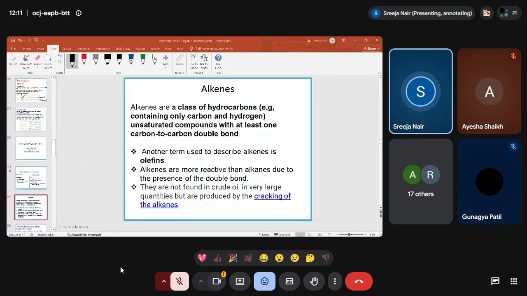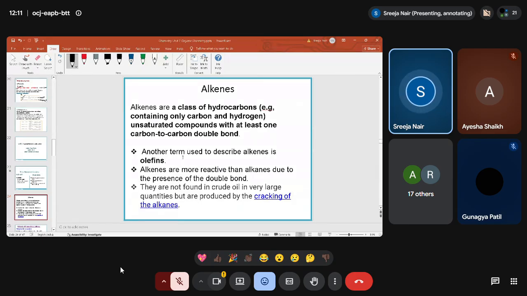Unsaturated hydrocarbons are classified into alkenes and alkynes. Alkenes have a carbon-carbon double bond. So when a carbon-carbon double bond is there, what is that bond called? It is called the olefin bond. Because of this olefin bond, the carbon-carbon double bond, your alkene is also known as olefin. Here, a double bond means one of the bonds is a sigma bond and the other one is a pi bond.